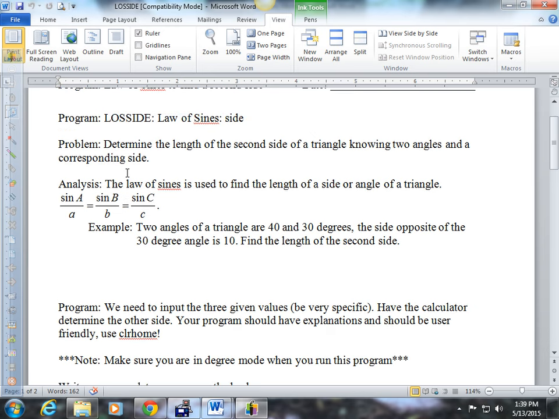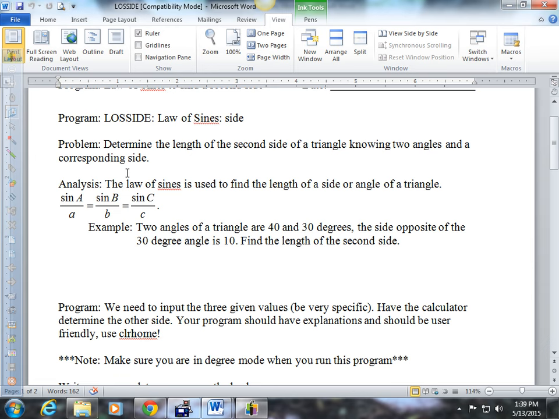So lost side first, please. Lost side. We want to determine the length of a second side of a triangle, knowing two angles and a corresponding side. We know that the law of sines tells us that a over sine A equals b over sine B equals c over sine C, or however you want to see it, sine A over a, sine B over b, it doesn't make a difference. The example we'll use to test: two angles of a triangle are 30 and 40 degrees. The side opposite of the 30-degree angle is 10. Find the length of the second side.